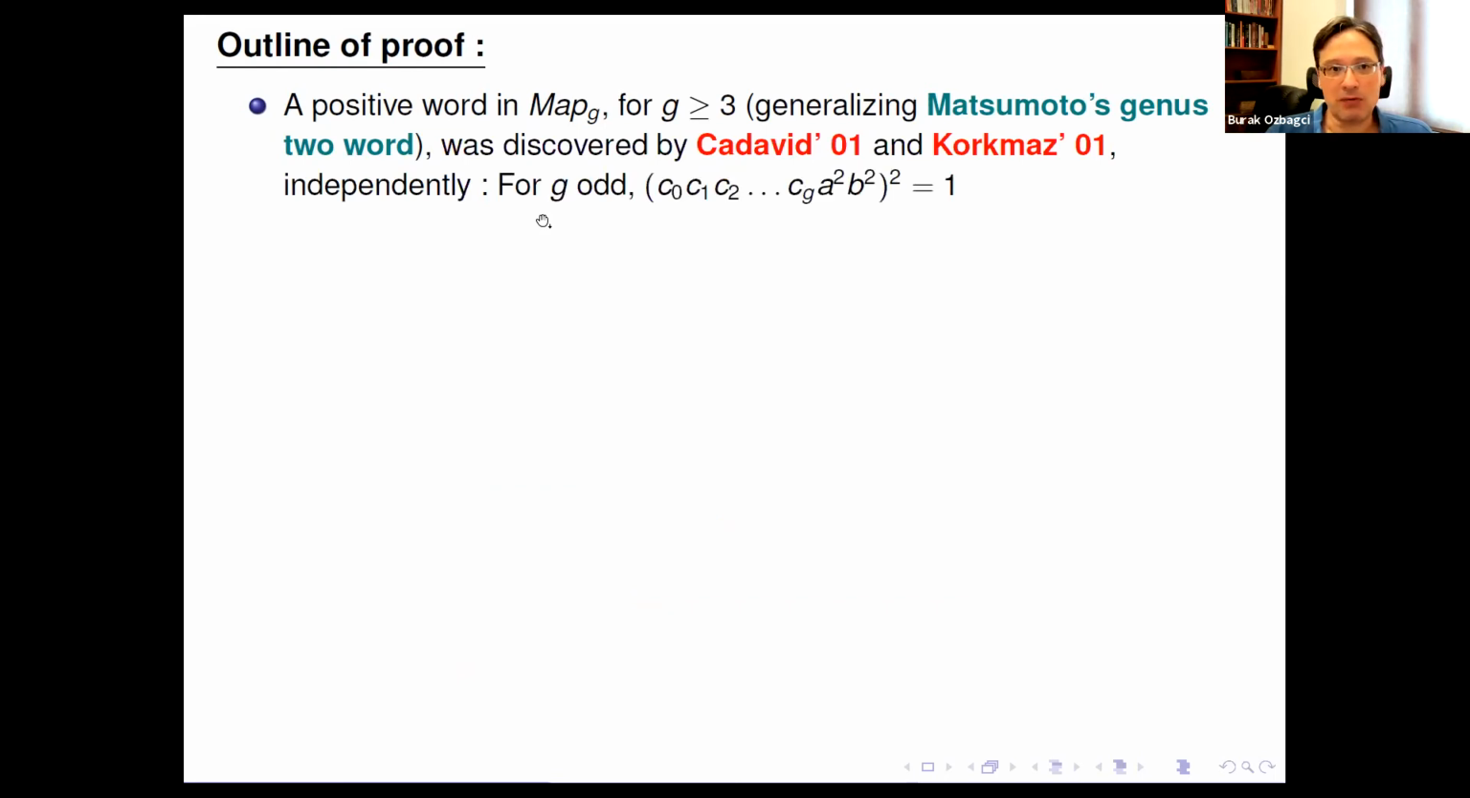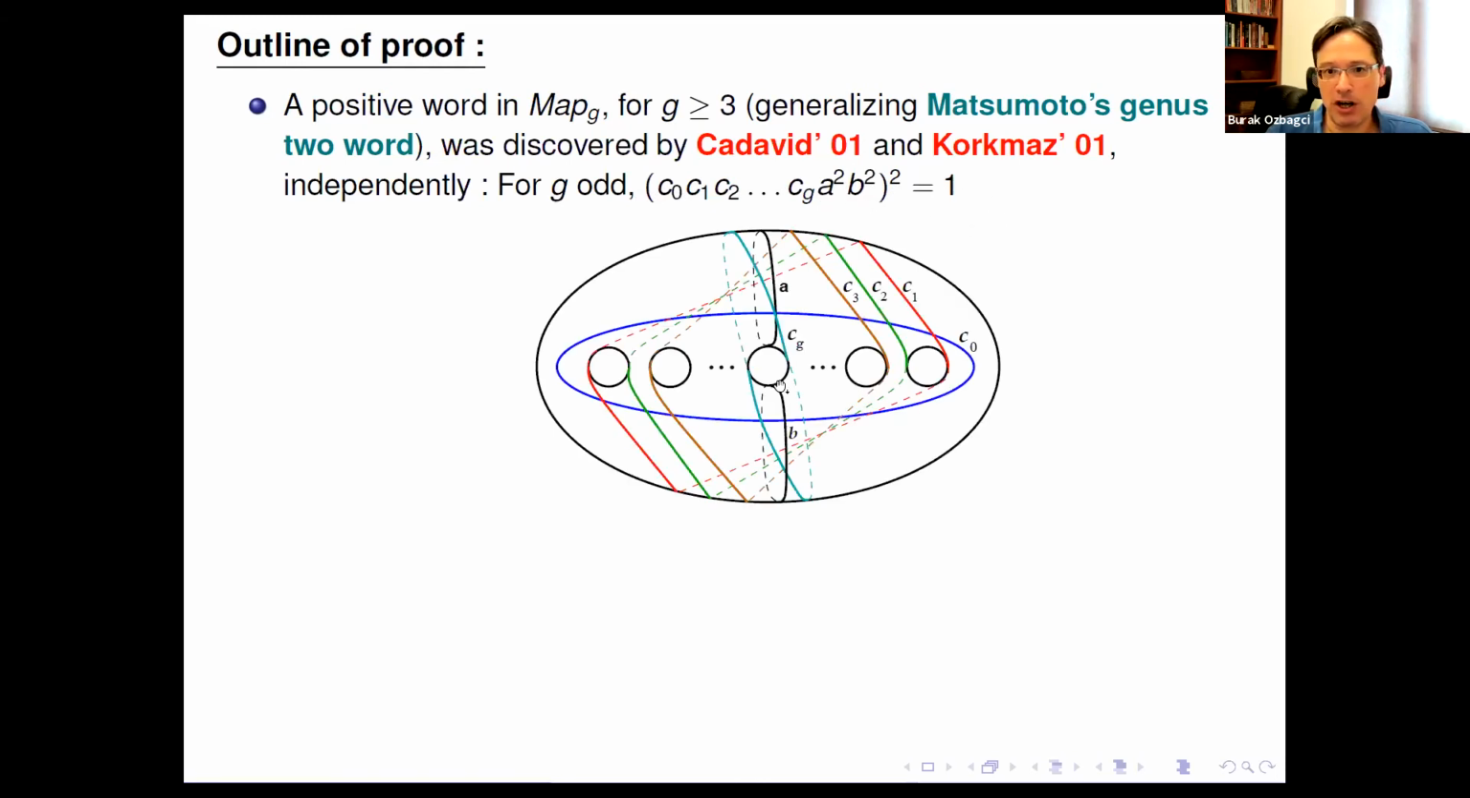And the word looks like this. For odd g, it looks like the product of Dehn twists along these curves, C_0 up to C_g, A and B, and then squared is equal to 1 in the mapping class group of genus g. So here are those curves. Just to give you an idea, these curves C_0 up to C_g are represented here, and A and B are the standard curves. This is a genus g surface, and the product of these Dehn twists is exactly the identity in the mapping class group. So using this relation, we can construct the Lefschetz fibration over the sphere.